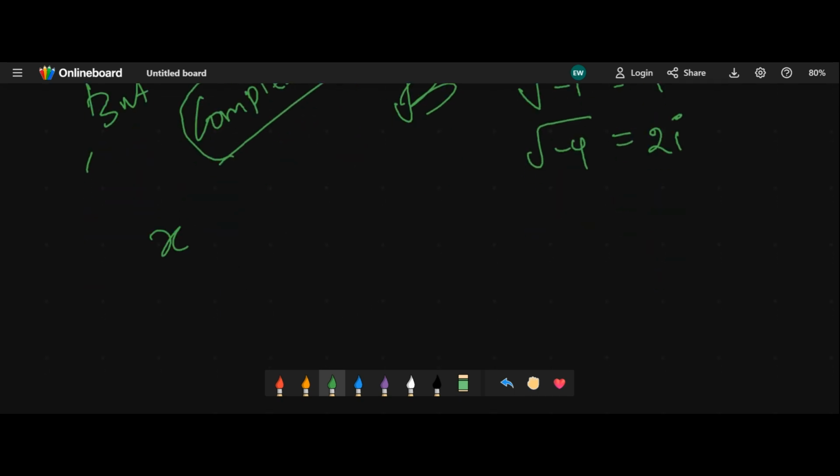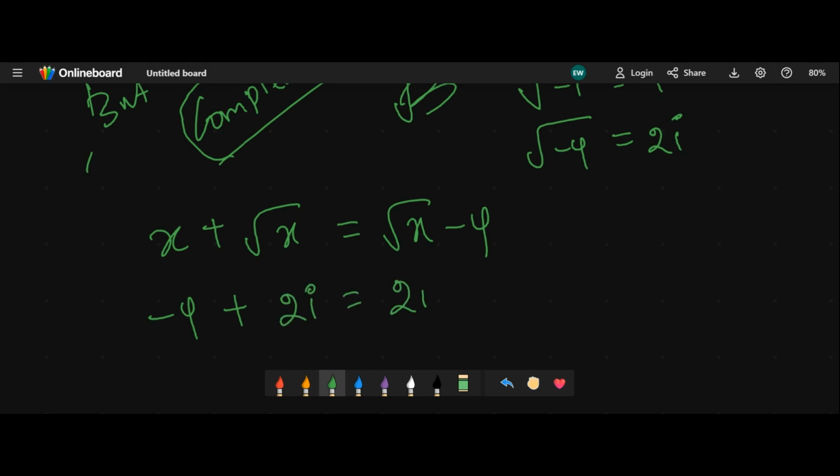So if we write the equation, x plus root x is going to be minus 4 plus root minus 4. So it is minus 4 plus 2i, equal to 2i minus 4. You see here, minus 4 plus 2i means 2i plus 2i minus 4... so the left-hand side is equal to the right-hand side. So you can have an answer.